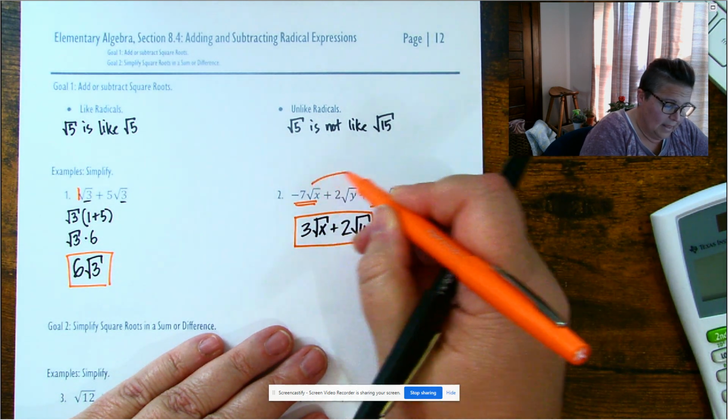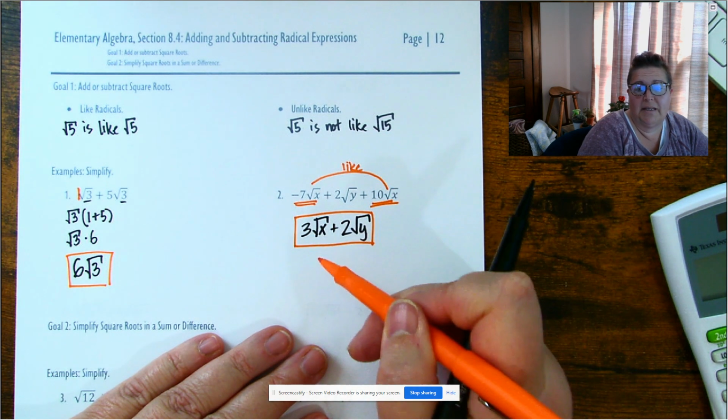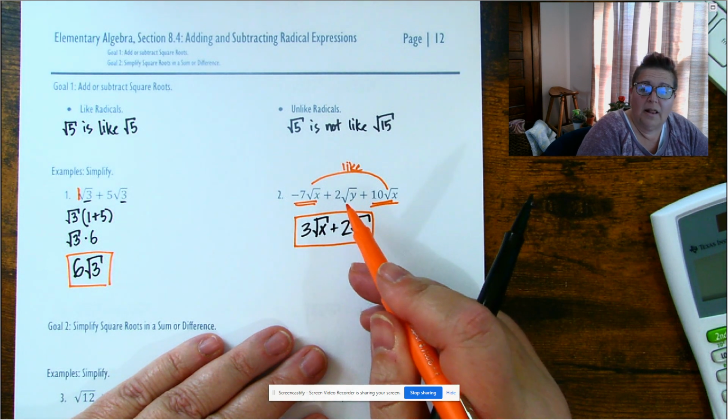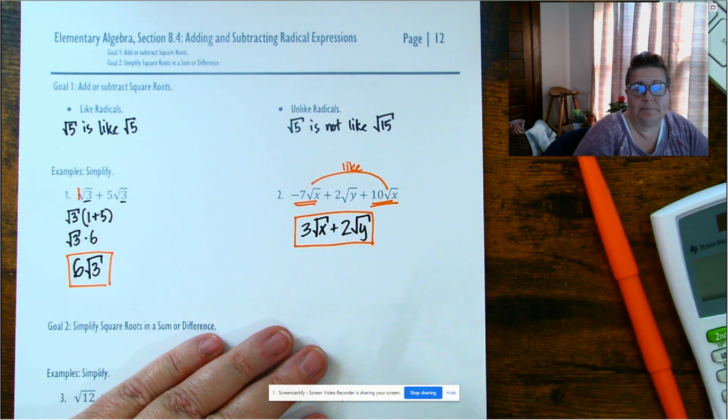I can add my like ones. Negative 7 plus 10 is 3. Ignoring what's underneath the square root, I've already determined that it's like. And then all I can do is add on what was remaining there with the unlike. Okay? Now, you know it can't be that easy, right?